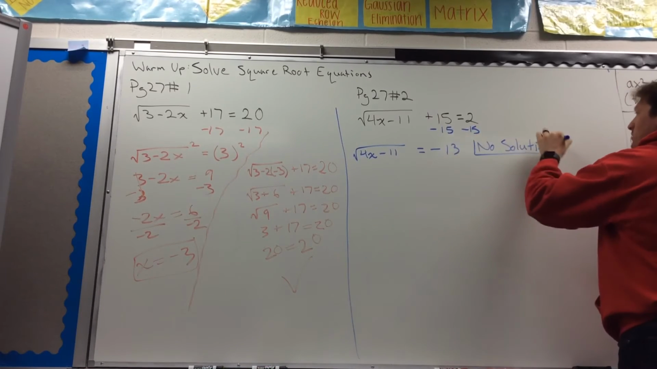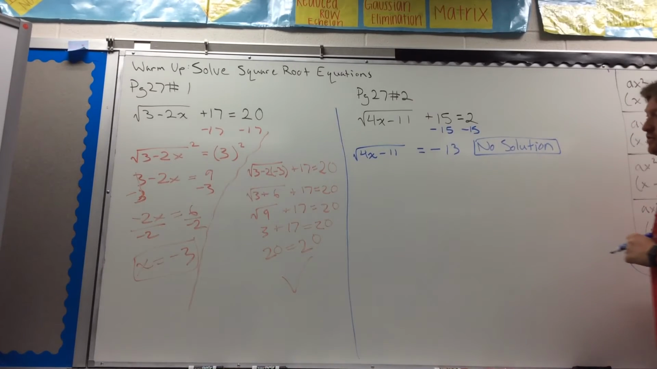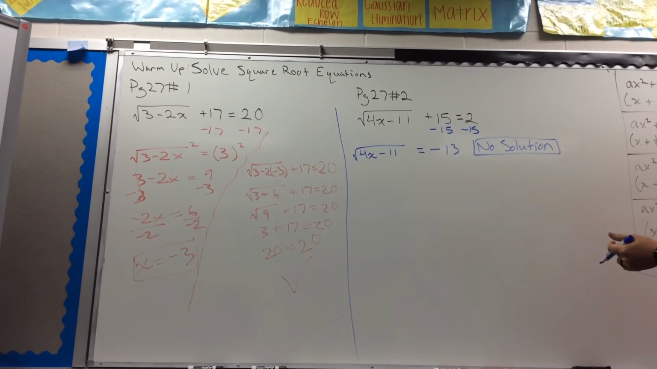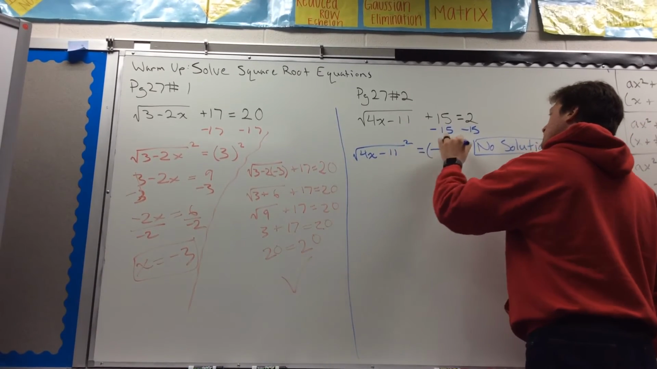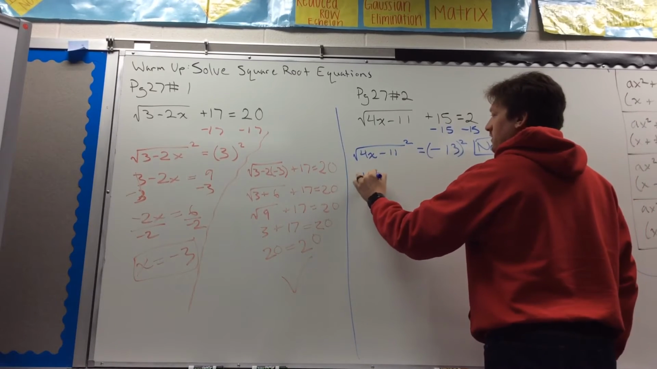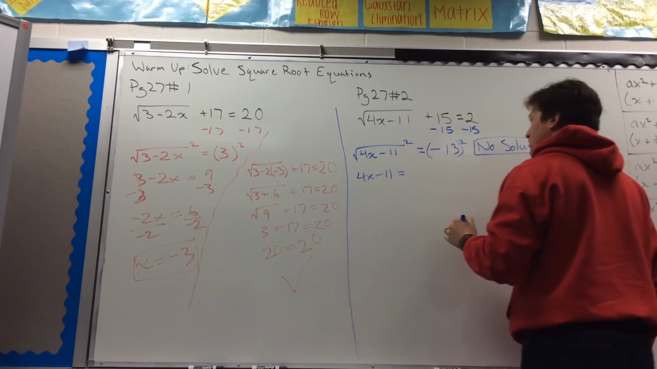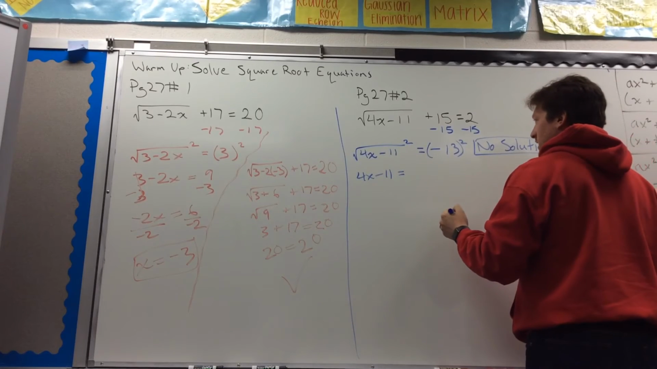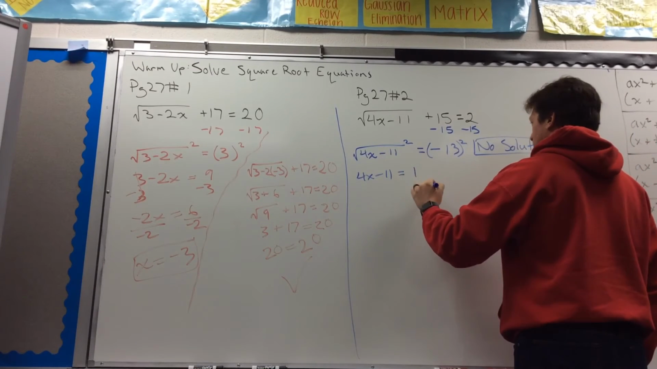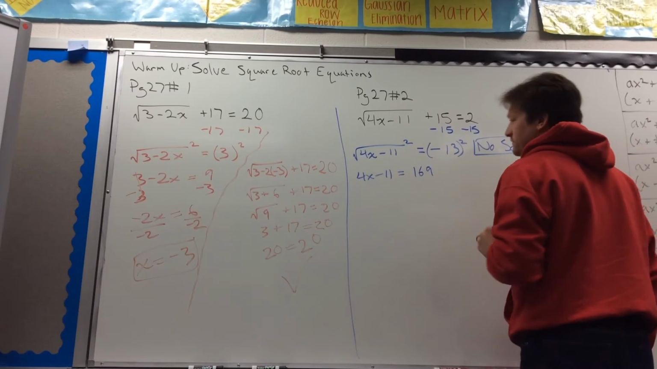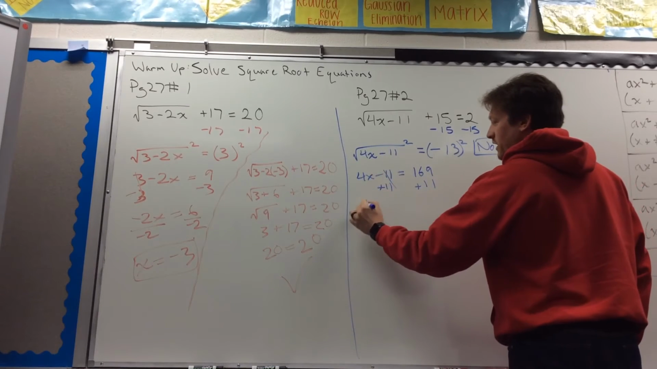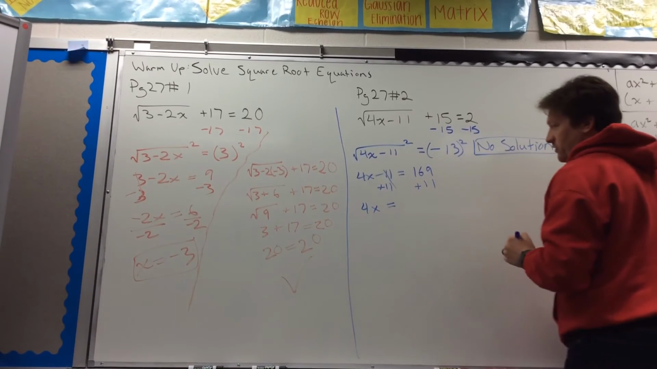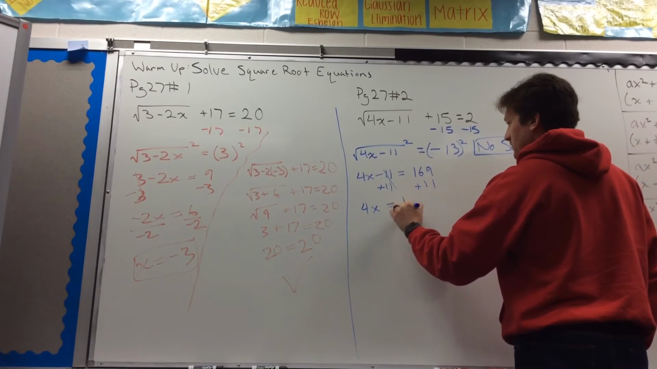So from there, I can ask you, what is the extraneous solution? So you would continue to solve this question to see what it looks like. So if I square both sides, that's going to give me 4x minus 11 is equal to 13 squared, which is 169. And then we're going to add 11 to both sides. We get 4x is equal to 180.